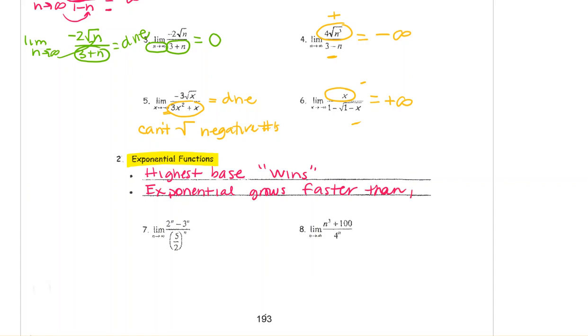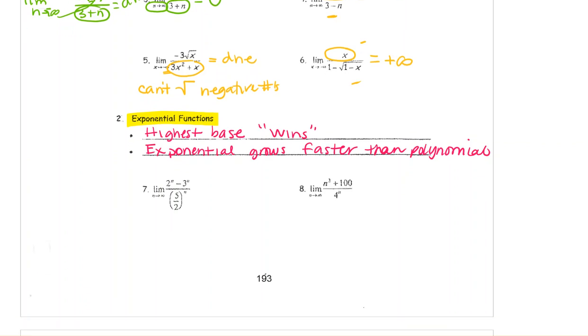So what that means is that if you have an exponential in the numerator and a polynomial in the denominator, it doesn't matter what the exponent is, it doesn't matter what anything is, the exponential is always going to be where your quote-unquote heavy is. Okay, so let's try this same idea here.